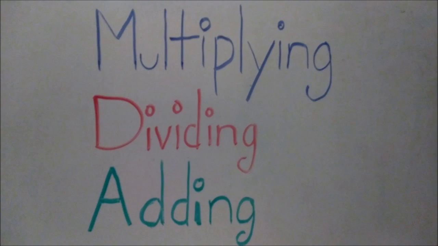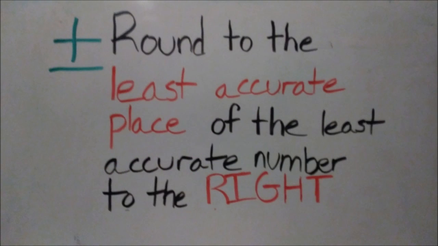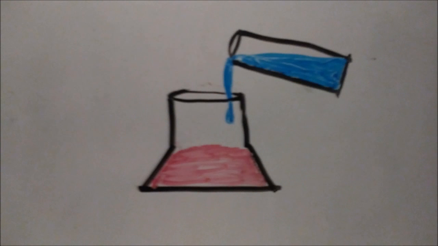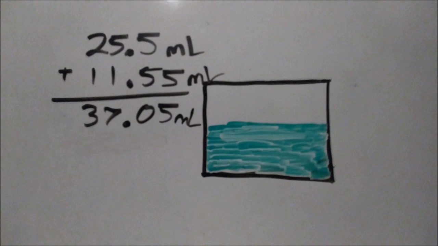Multiplying, dividing, adding, and subtracting. When adding and subtracting, you must round to the least accurate place to the right of the decimal. Let's say that you want to make 2 chemicals react. You measure out 25.5 milliliters of one substance and 11.55 milliliters of another substance in graduated cylinders. When you add them together, you calculate that there is 37.05 milliliters of the substance.